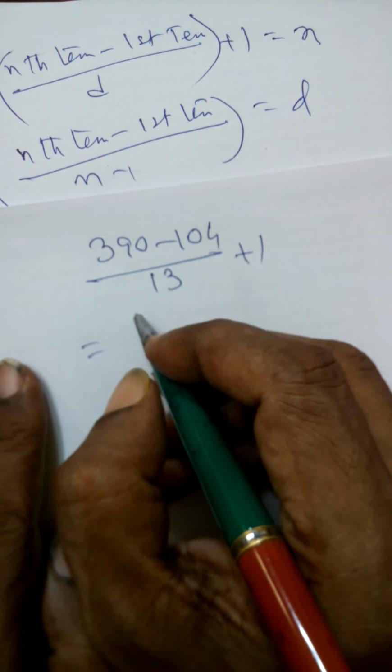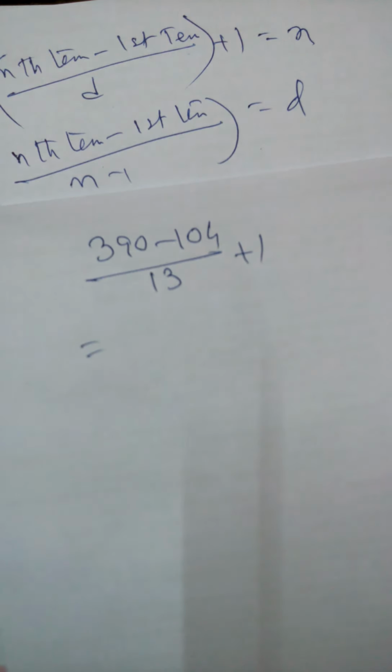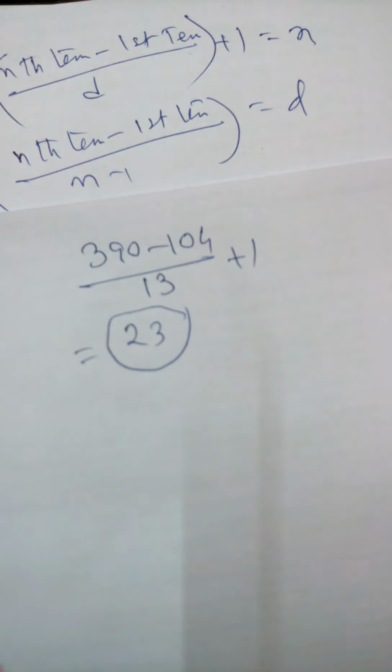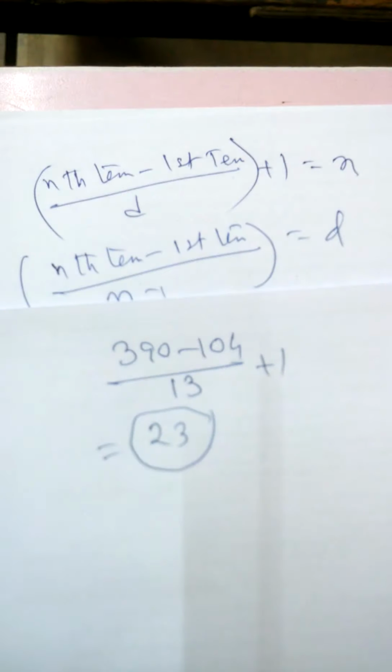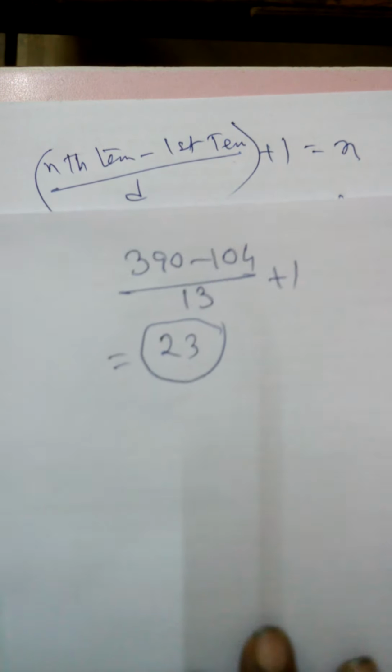So obviously you will get the result 390 minus 104, then divided by your 13, and your answer will be 22. So 22 plus 1, so it will be 23 terms. You could count like this, 104, 117, 130, 23 numbers you have to count. It will take a long time.